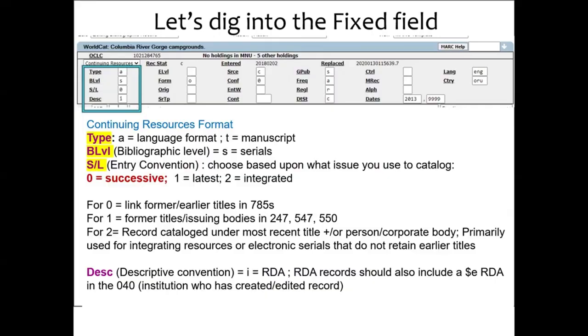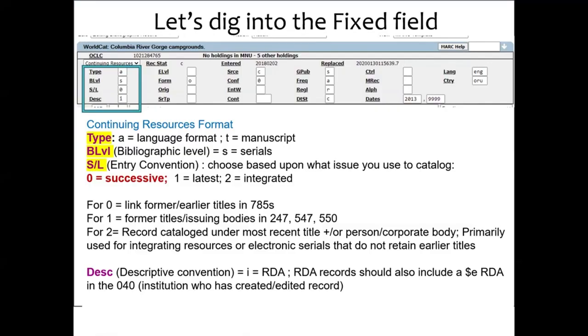If there's a 1, you're going to link to former titles and issuing bodies. So you could have a 247, 547, or 550s, or you could have some of those other 7XX linking fields. And we're going to talk more about those in just a second. So for 2, that's the integrated resource thing.